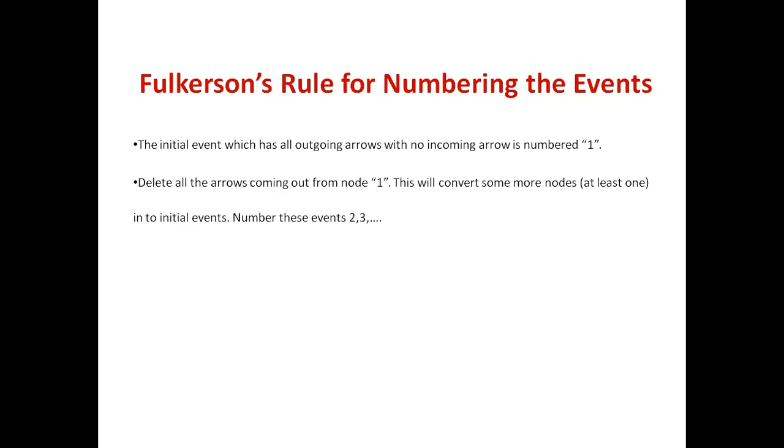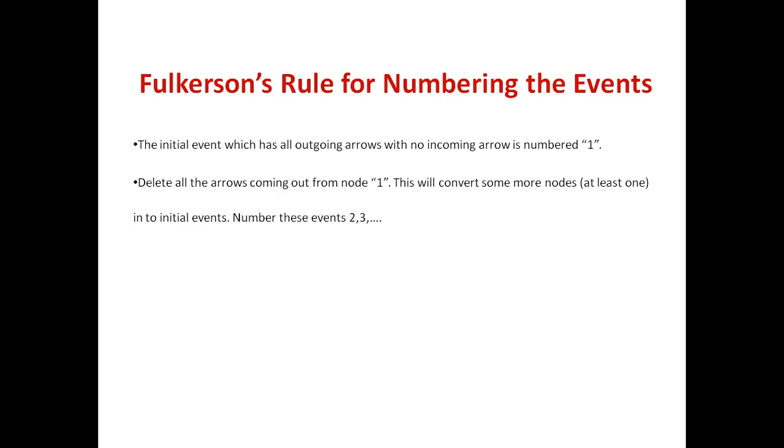After deleting the arrows, whatever nodes have become initial events, you have to give them the next numbers, that is 2, 3, and so on, according to the number of nodes created as initial events. And please remember, numbers have to be given from top to bottom.